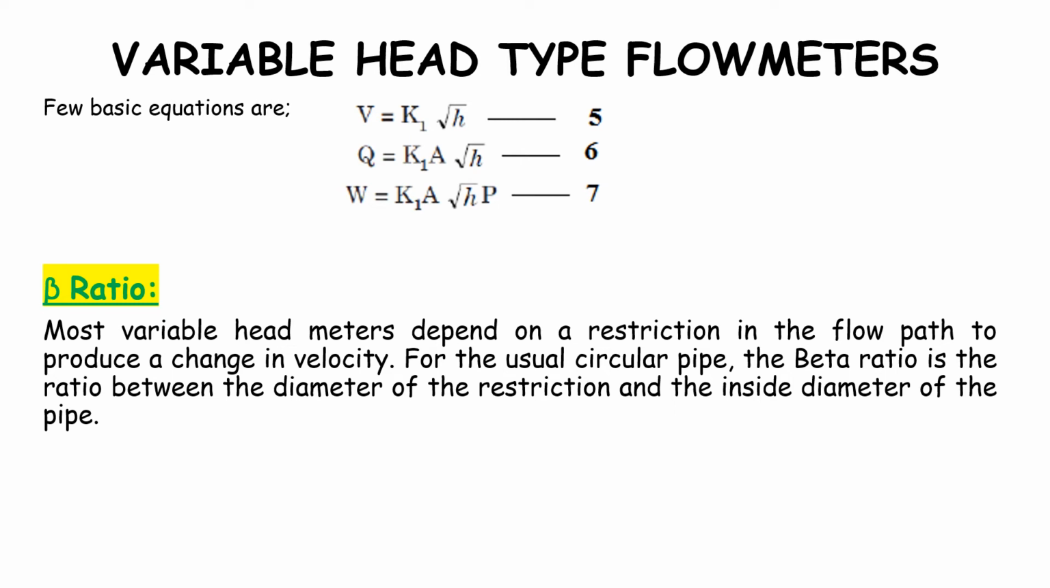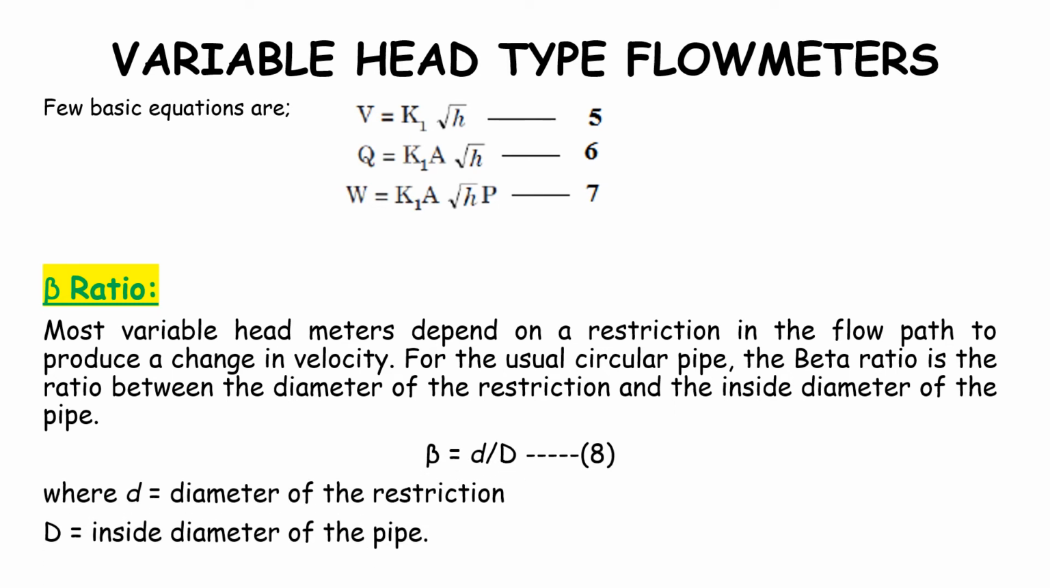One of them is the beta ratio, where most variable head meters depend on the restriction in the flow path to produce a change in velocity. For the usual circular pipe, the beta ratio is the ratio between the diameter of the restriction and the inside diameter of the pipe, where beta is equal to small d divided by capital D, where d is the diameter of the restriction and D is the inside diameter of the pipe, which is a very important definition to be noted.